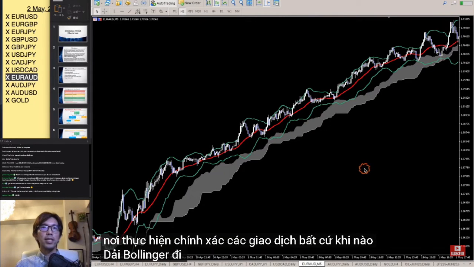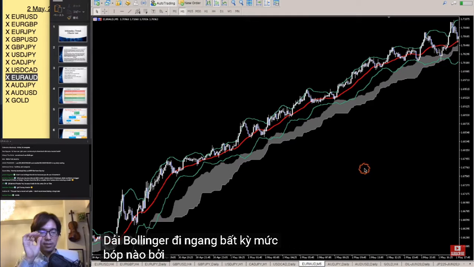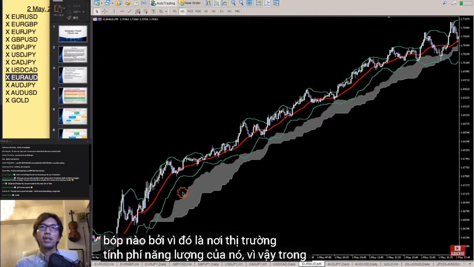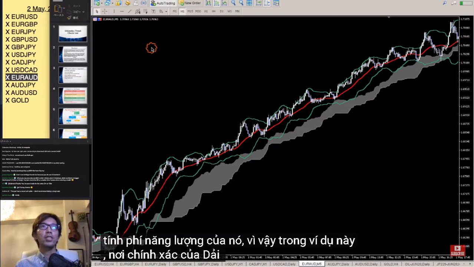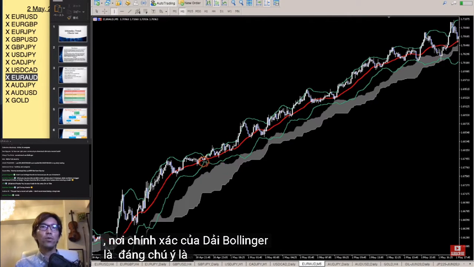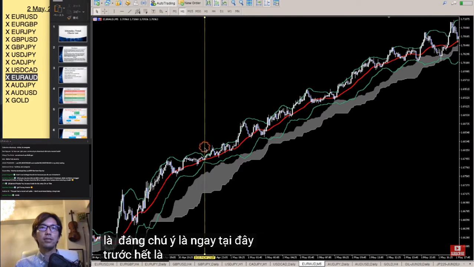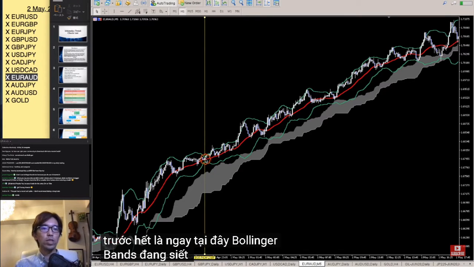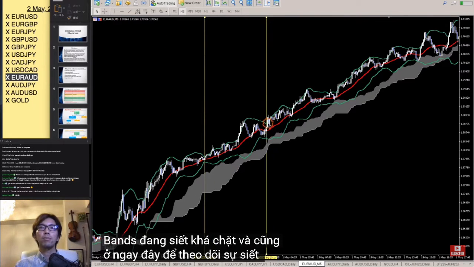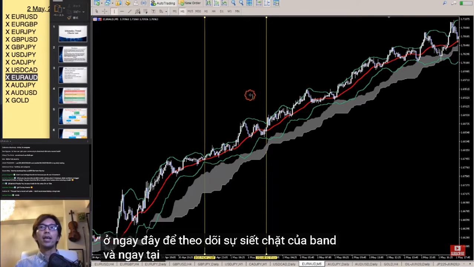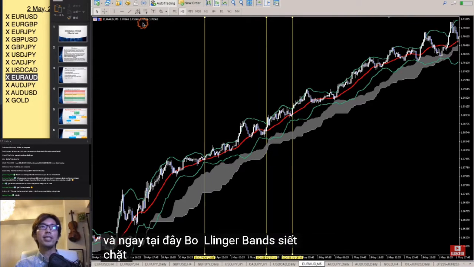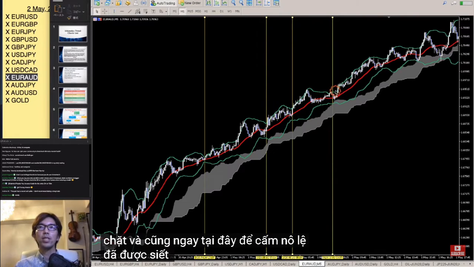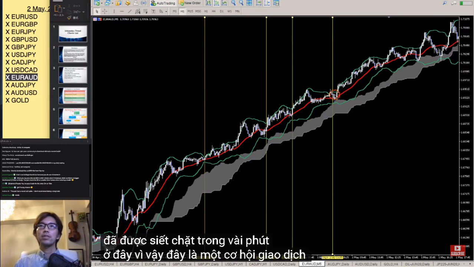whenever the Bollinger Bands go flat and squeeze, because that's where the market charges its energy. So in this example, where the Bollinger Band squeeze is significant was right here. Right here, the Bollinger Band was squeezing quite tight, and also right here, and right here, and also right here too. The Bollinger Band has been squeezing for a couple of minutes here, so this was a great trade chance.